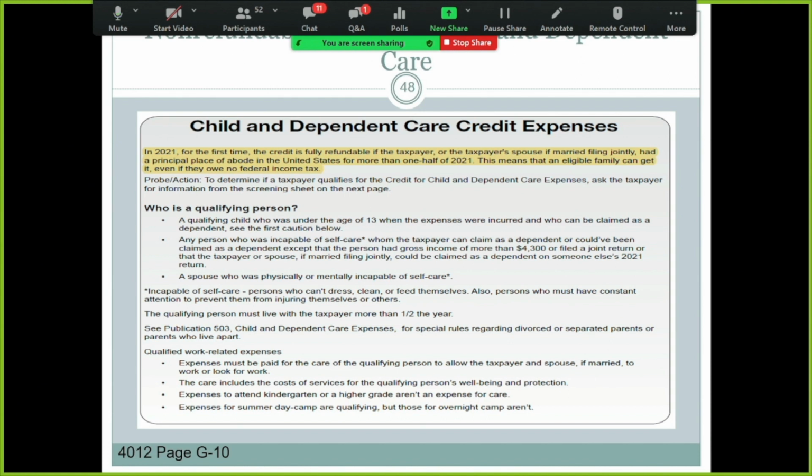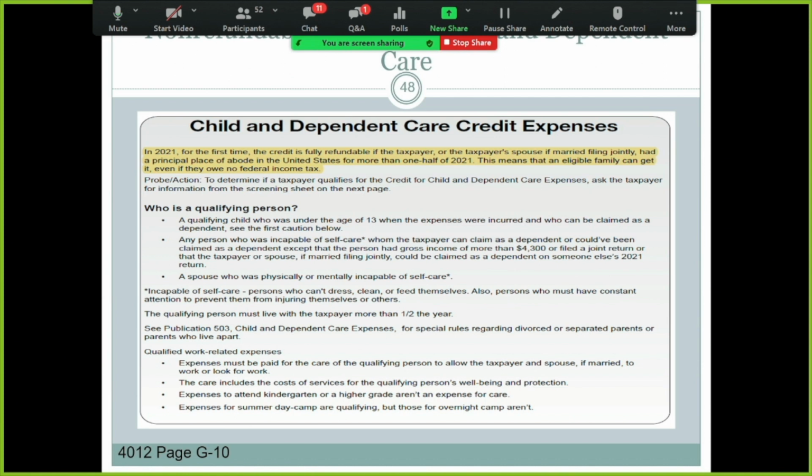And here are some definitions of incapable of self-care. Persons who can't dress themselves, clean, or feed themselves. Also persons who must have constant attention to prevent them from injuring themselves or others. The qualifying person must live with the taxpayer more than 1/2 the year. Qualified work expenses. These are listed below. Expenses must be paid for the care of the qualifying person to allow the taxpayer and spouse, if married, to work or look for work.